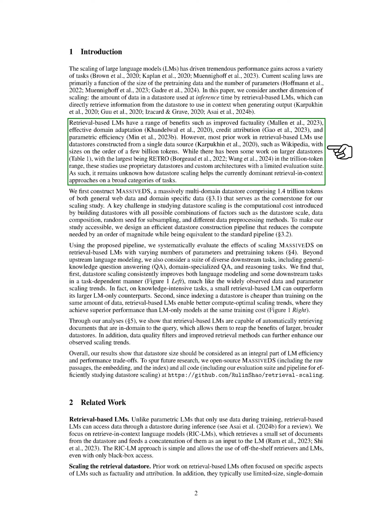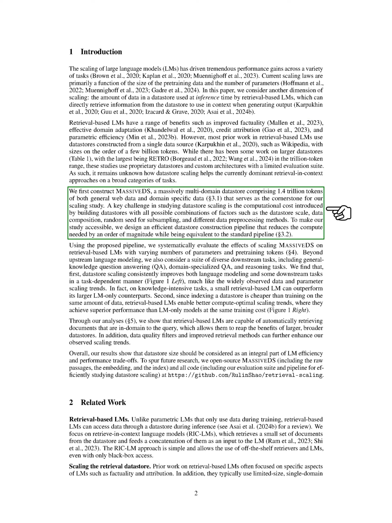Consequently, we still do not fully understand how scaling the datastore impacts the leading retrieval in context approaches across various tasks. To address this gap, we have developed MASSIVEDS, a massive multi-domain datastore that includes 1.4 trillion tokens from both general web data and specific domain data. This datastore serves as the foundation for our scaling study.